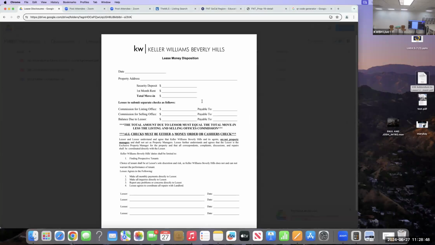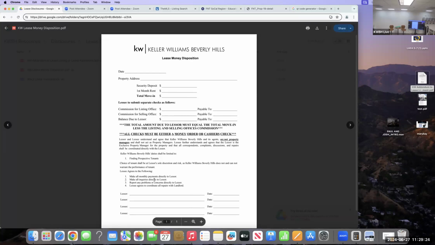Every office has an identical looking form. So this is not special to us. This is how it works. So what does this form say? Today's date, property address, and it's just like I just did on the piece of paper. Security deposit, 10,000. First month's rent, 5,000. Total move-in, 15,000. Commission for listing office, 1,800, Keller Williams. Selling office, 1,800, by the tenant's brokerage. Balance due to the landlord, to the lessor, and then that's it.